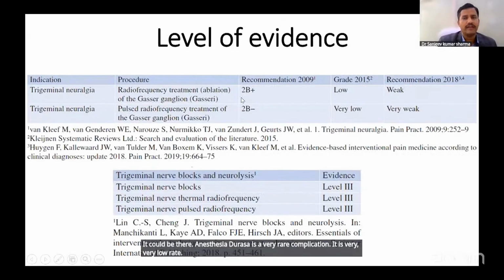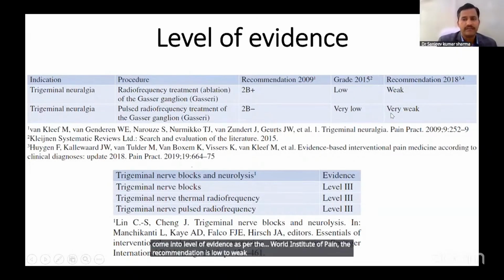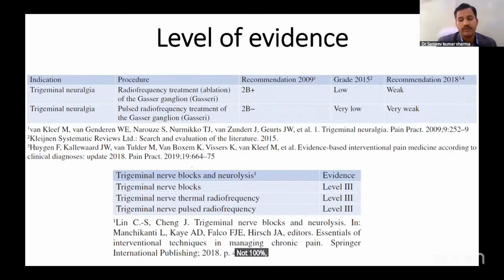Coming to the level of evidence, as per the World Institute of Pain, the recommendation is low to weak, but practically, if we see, patients get good relief, not 100%, but we offer a good amount of relief to these patients. So it is level 3 evidence as per the American Society of Interventional Pain Physicians.